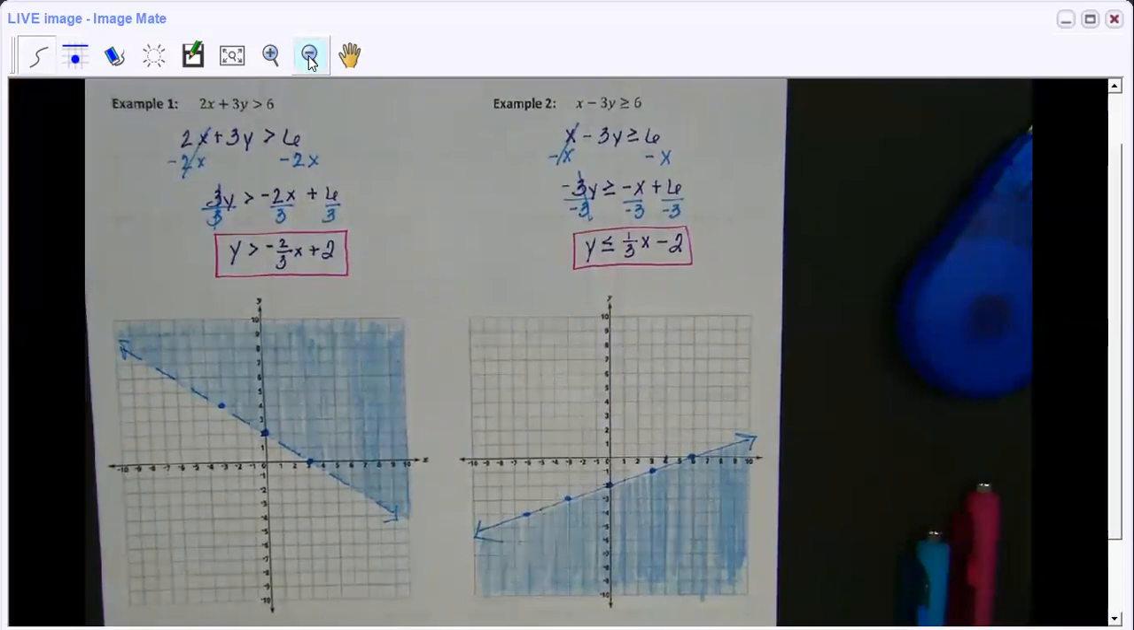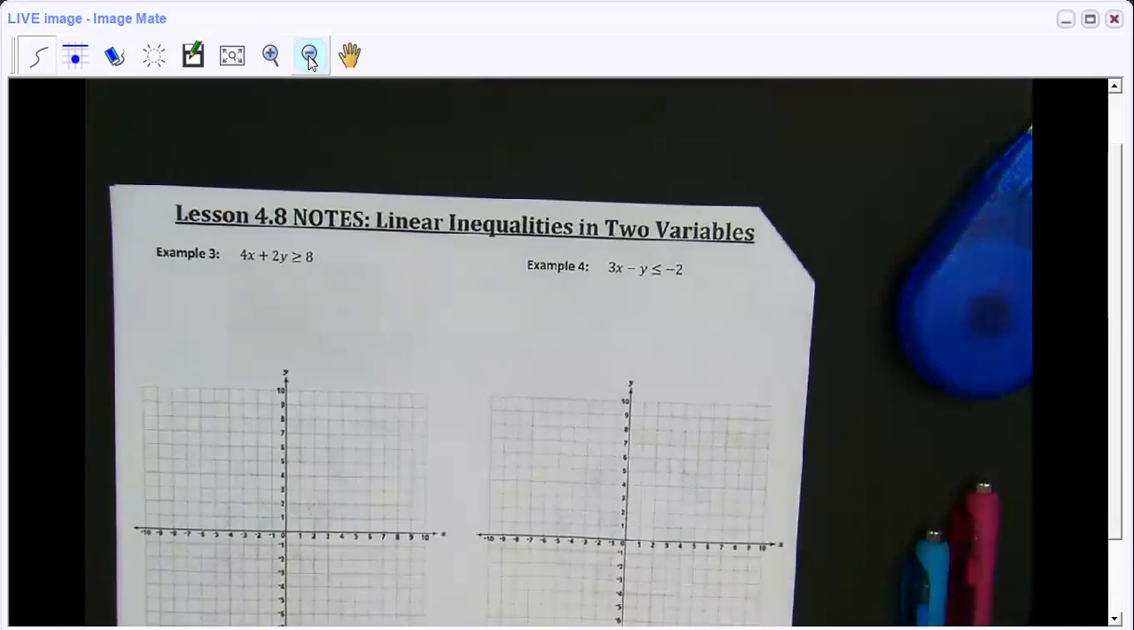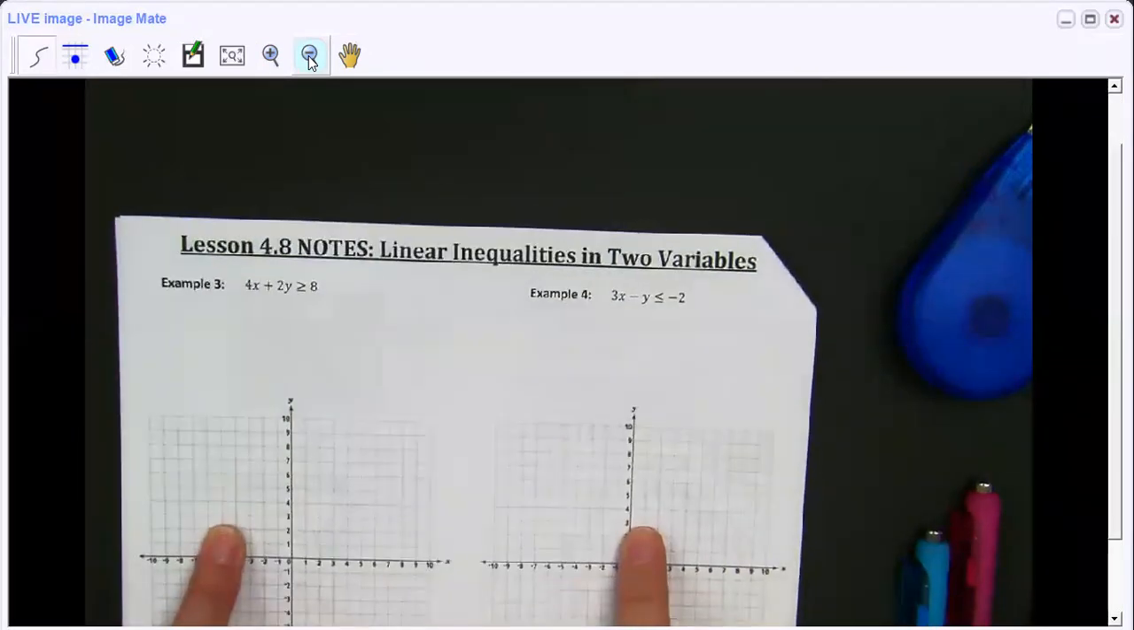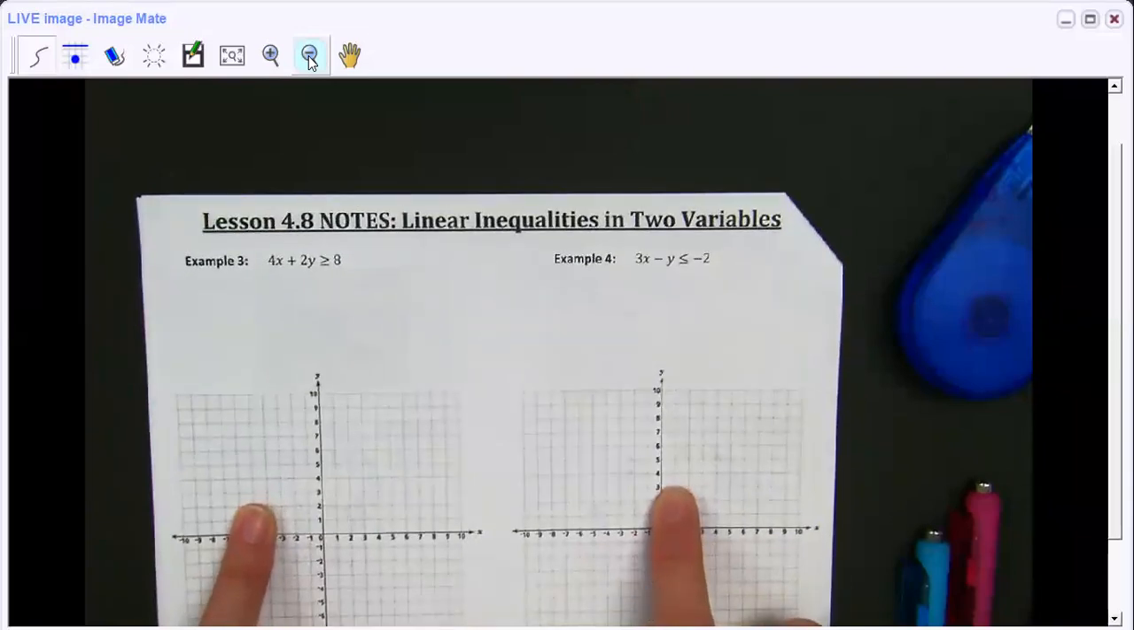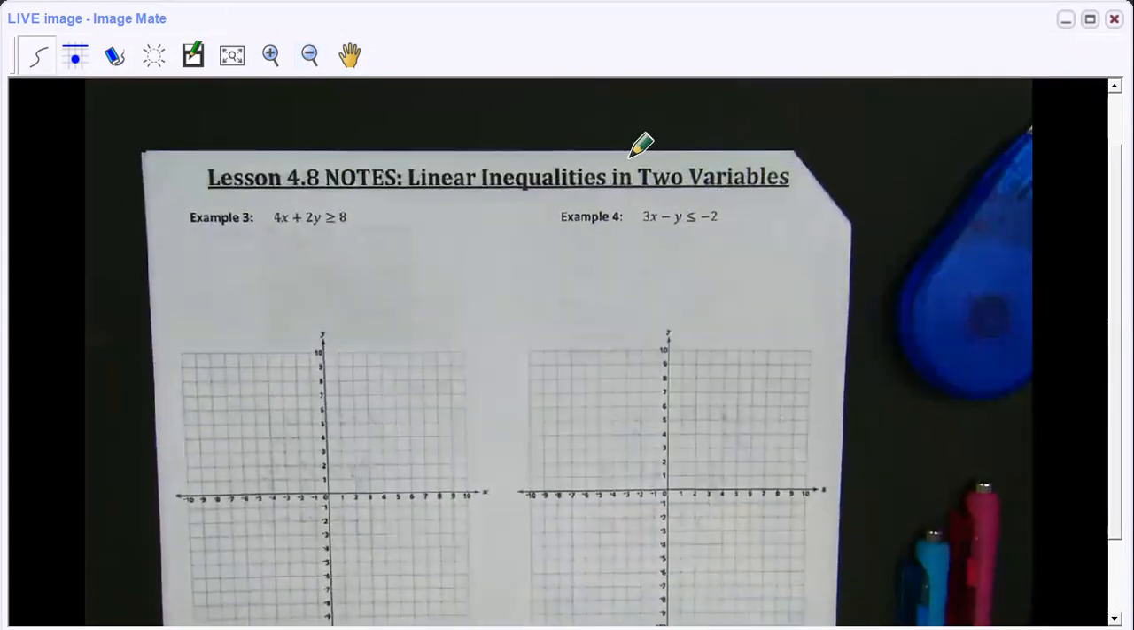Okay. Let's go ahead and go to the next page. All right, I am going to have you try these 2 on your own. Examples 3 and 4. Turn them into slope intercept and graph and shade, and then we'll come back and check your answers.